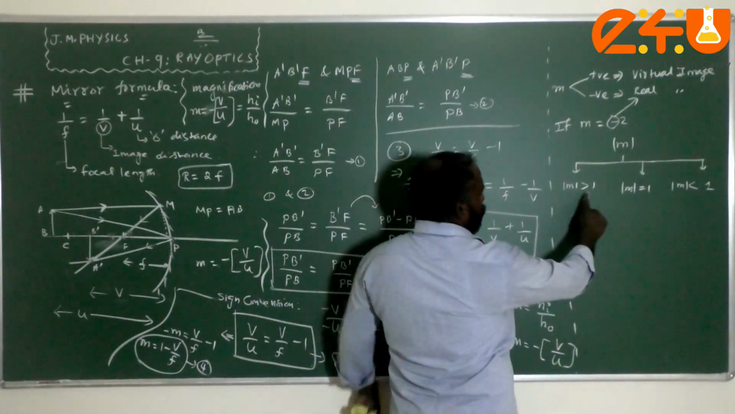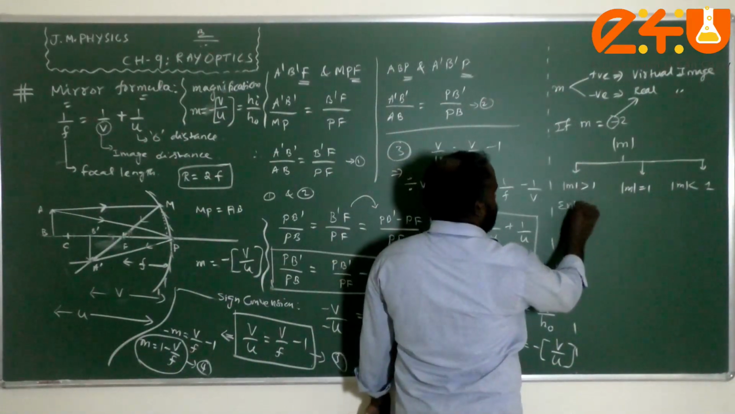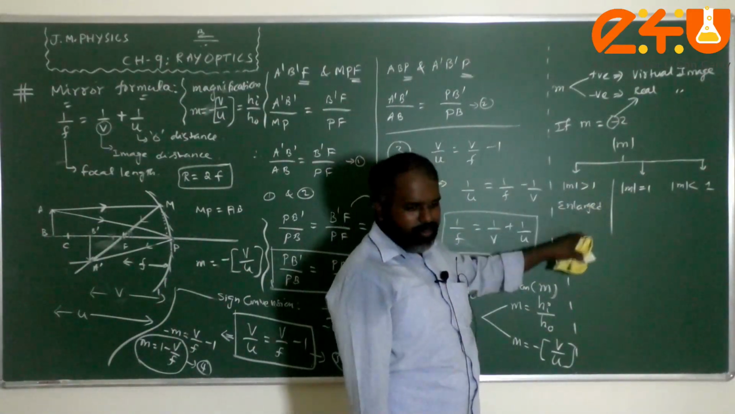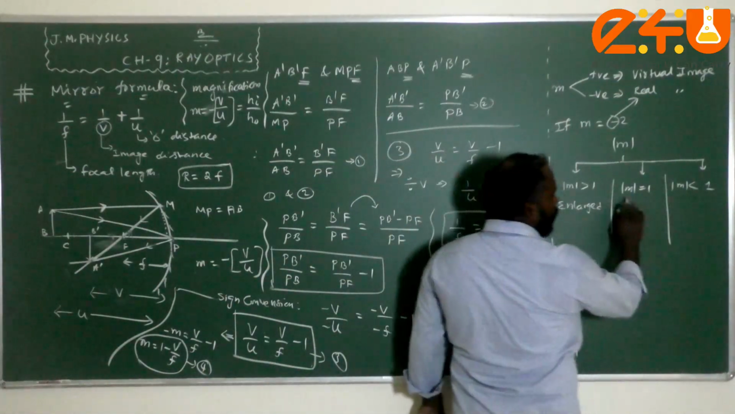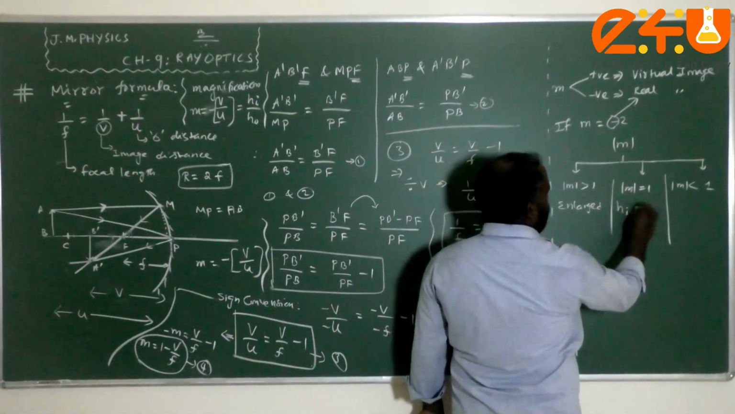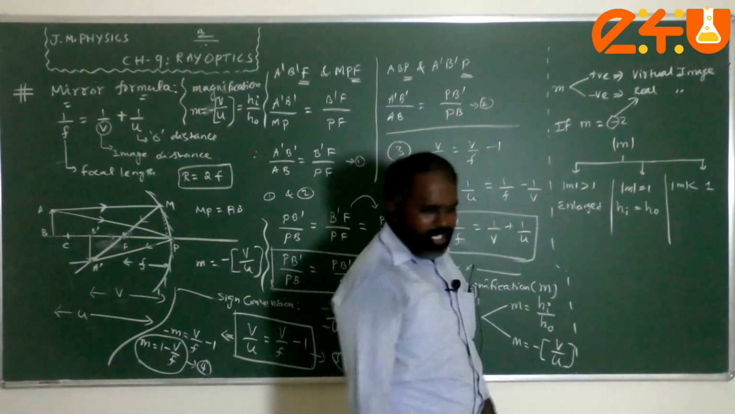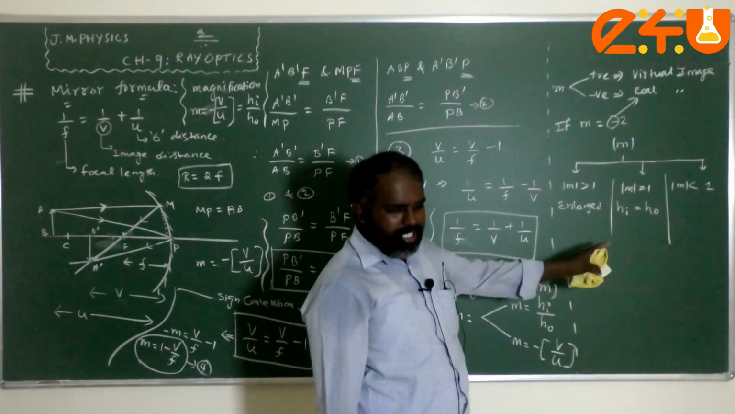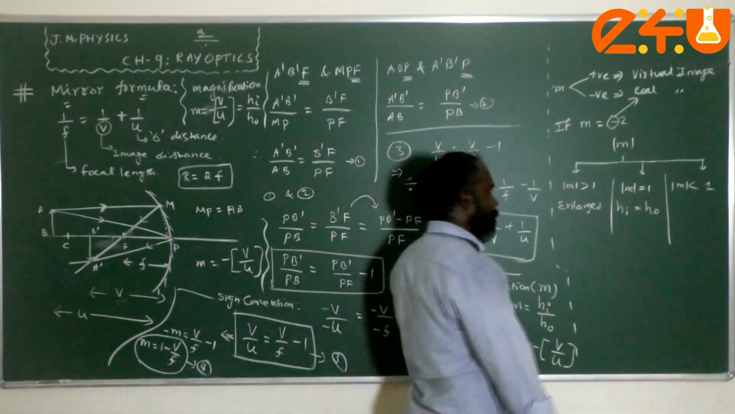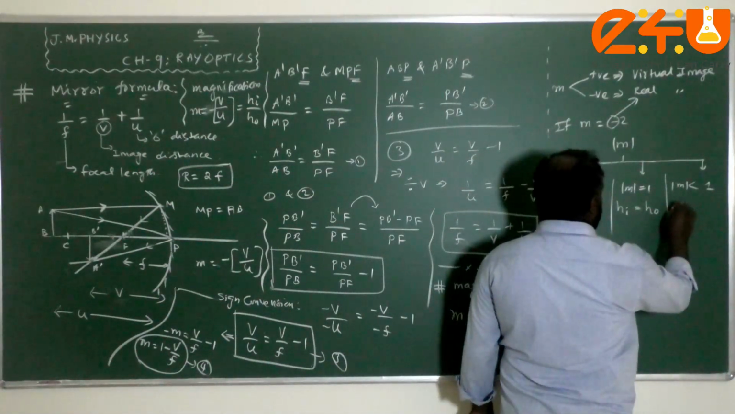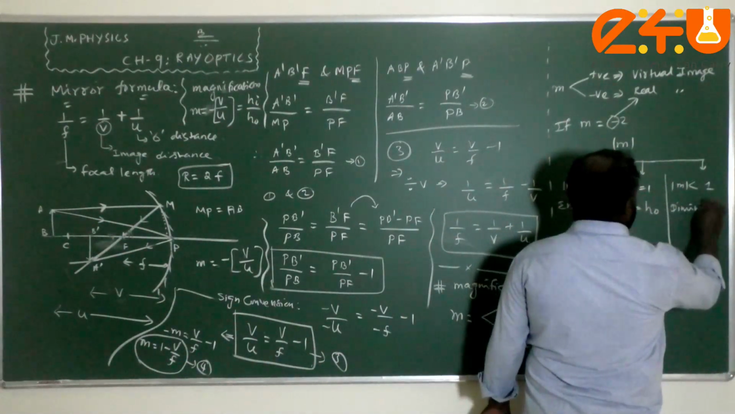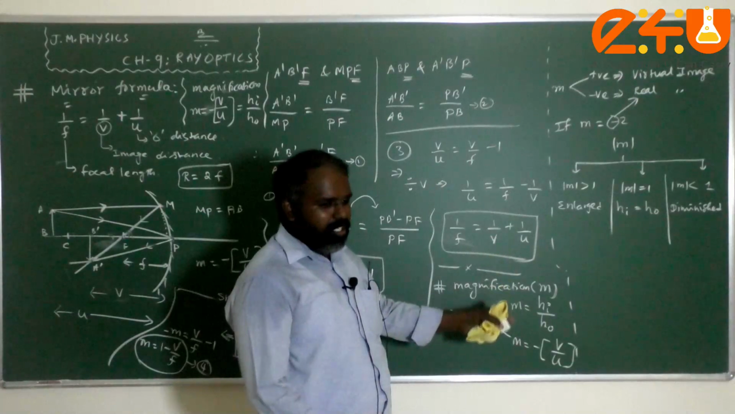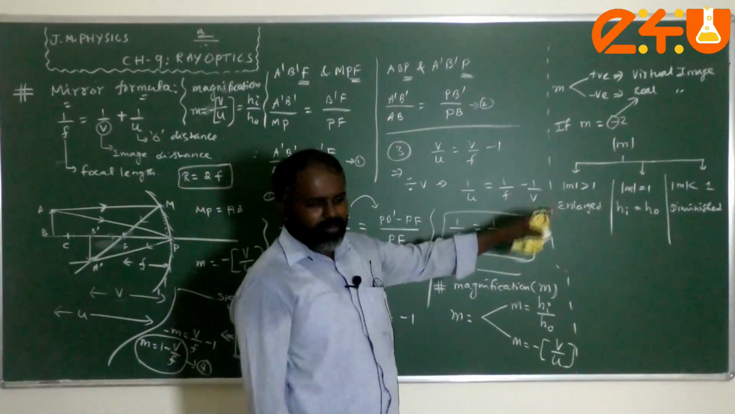Therefore, if modulus of M is greater than 1, then that is called an enlarged image. If it is very large, we can say highly enlarged. If mod M is equal to 1, then the height of the image is the same as the height of the object, that is, object size and image size are the same. That case we discussed for the object at C in the case of a concave mirror. Less than 1 means diminished image. So this is the information about the size of the images by finding the magnitude values.